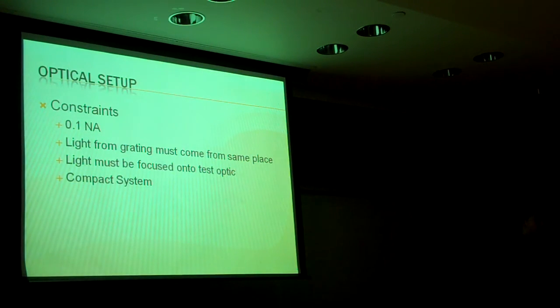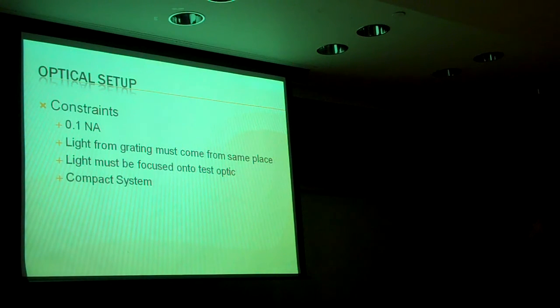So in order to make this all work, we needed an optical setup that fulfills a few requirements. First of all, we need at least a 0.1 numerical aperture. Numerical aperture is most easily regarded as the range of angles that light can pass through a lens. Furthermore, the light must hit the grating at the same spot no matter what angle we're scanning at. And the light must also be focused onto the test optic.